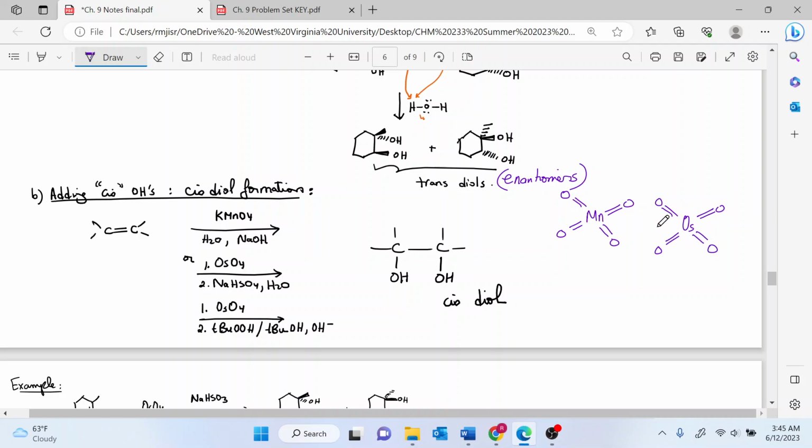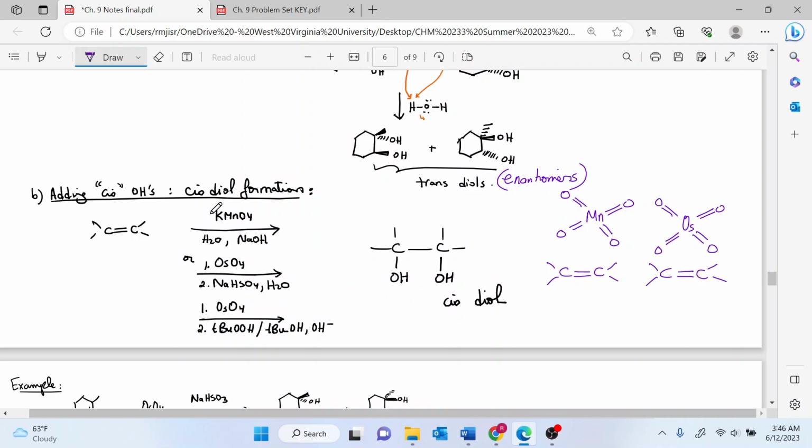Okay, now both the MnO4 and the osmium tetroxide are going to approach the alkene from the same side. And when they approach the alkene from the same side, the oxygens are going to add from the same side to the alkene. So when the oxygens add from the same side to the alkene, you are going to end up getting cis diols, or cis OHs.